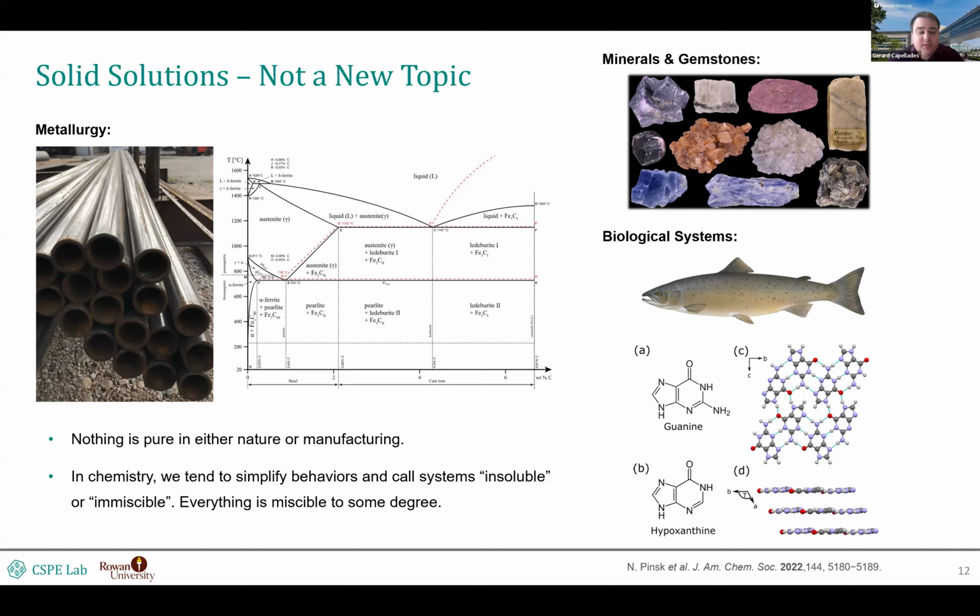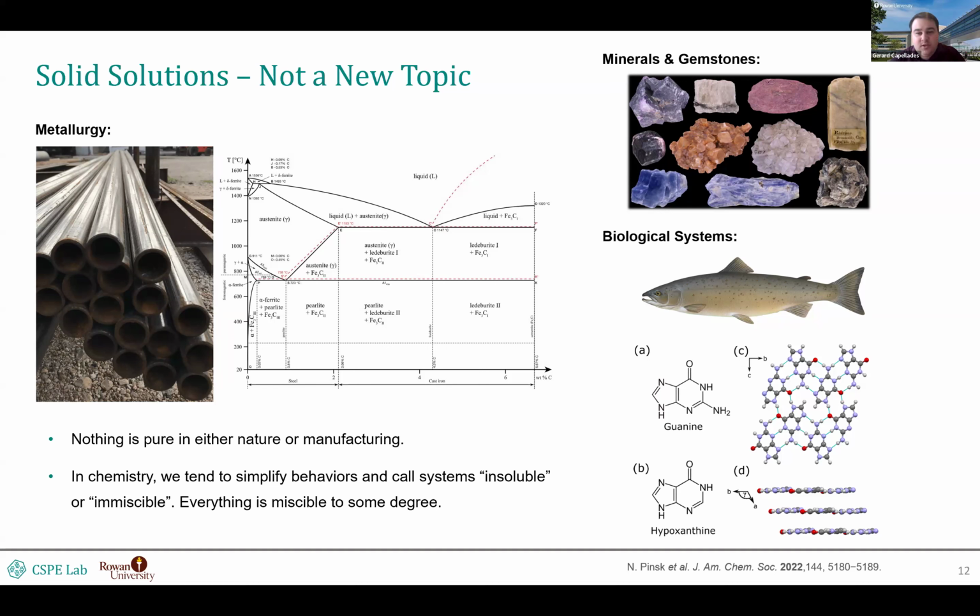And the truth is, nothing is pure in either nature or manufacturing, right? We tend to simplify things a lot when it comes to chemistry, right? And we tend to call systems insoluble or immiscible, right? You look for the solubility of curcumin in water, and it's going to say, well, it's insoluble. It's like, well, no. I put some curcumin in that water, and even though the solubility is like 10 to the minus 5 grams per liter, I'm still going to get some staining of that water with the curcumin. There's some going into solution, right? You mix water and heptane and you say, well, those are not miscible, but you put them together and you'll realize that there's some heptane in the aqueous solution and there's some water in the heptane, right?